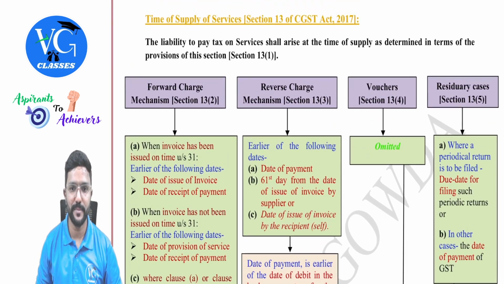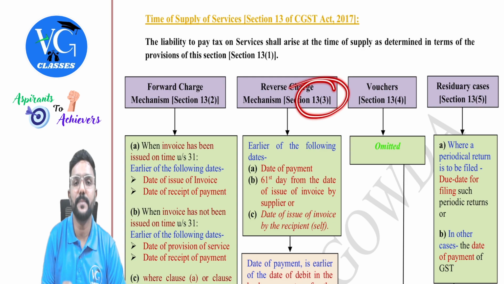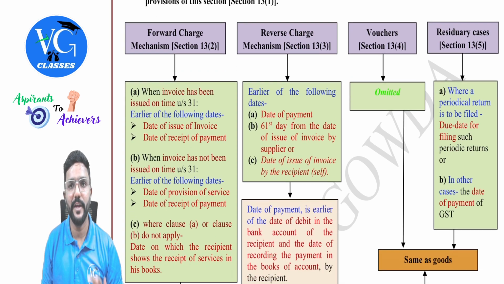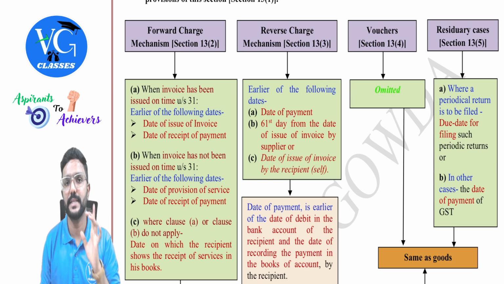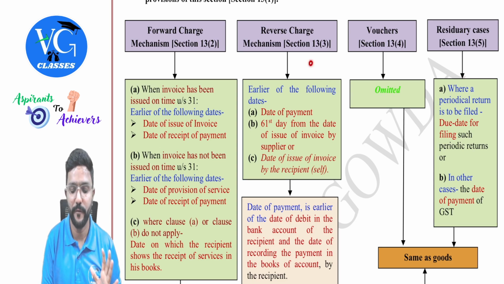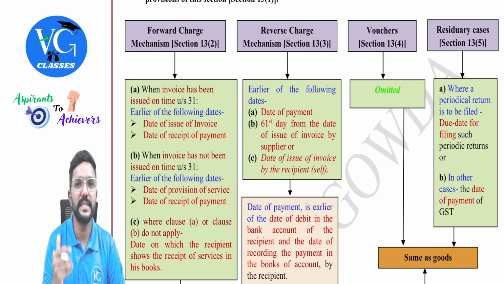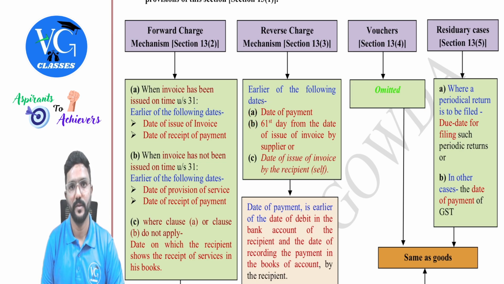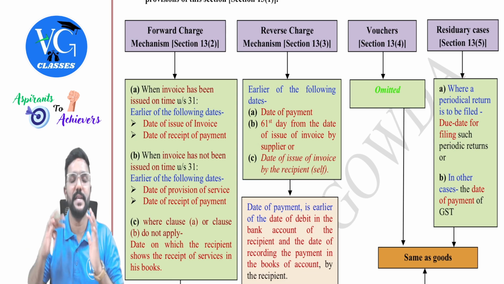Next, going to reverse charge mechanism. There is an amendment here, so please be careful. Section 13 subsection 3 is telling 3 dates, guys. If invoice is issued, we are thinking from whose point of view? Recipient point of view. Whenever a service or goods is taxable under reverse charge mechanism, we need to think from recipient point of view. If invoice is issued by the supplier, then we need to take clause A or clause B, whichever is earlier. What is clause A? Date of payment. What is clause B? 61st day from the date of issue of invoice by the supplier. So A or B, whichever is earlier, is the time of supply for recipient.